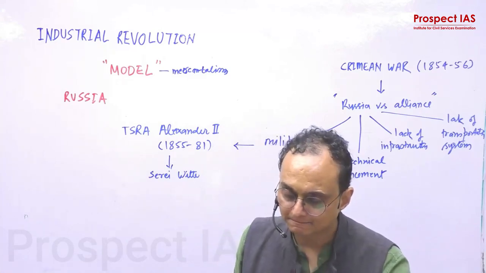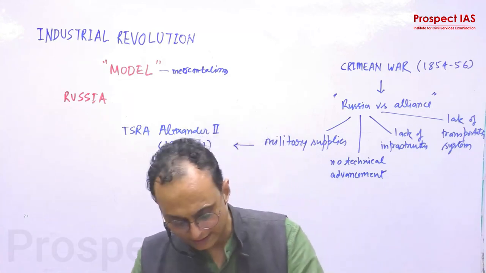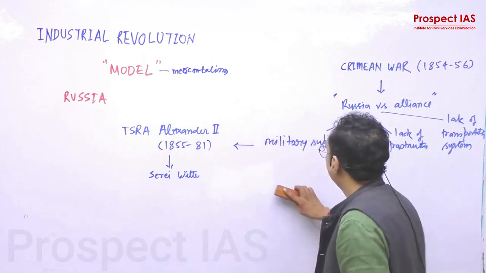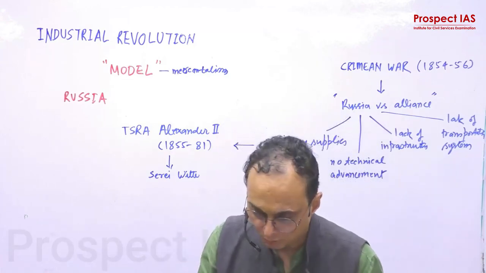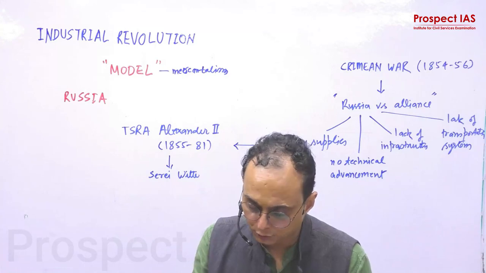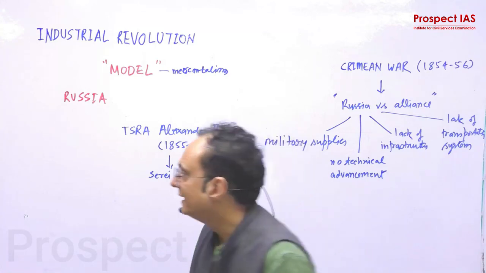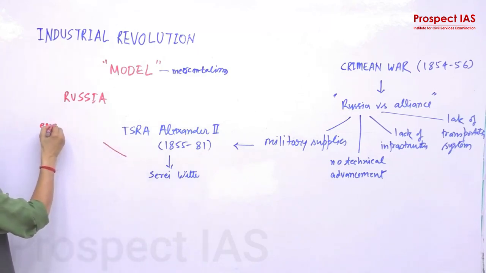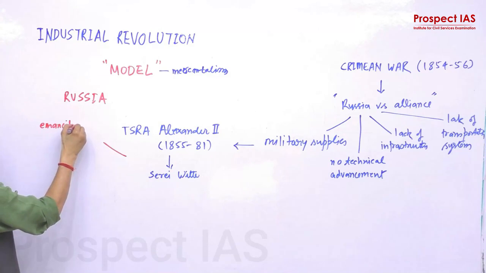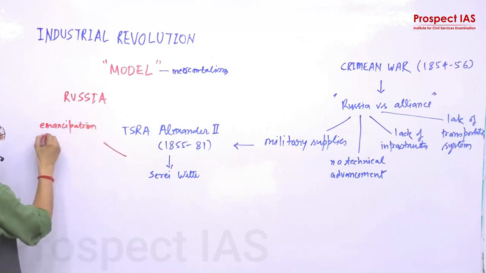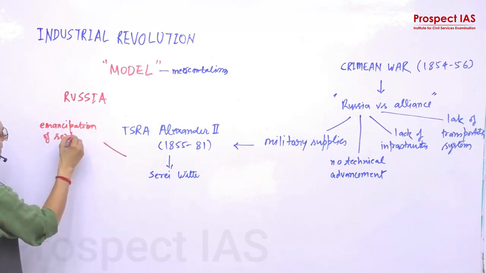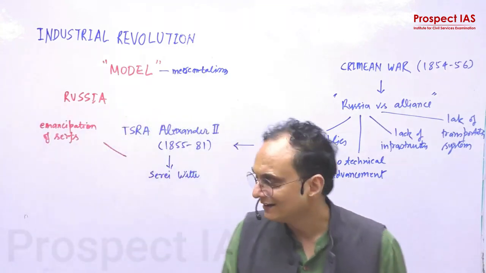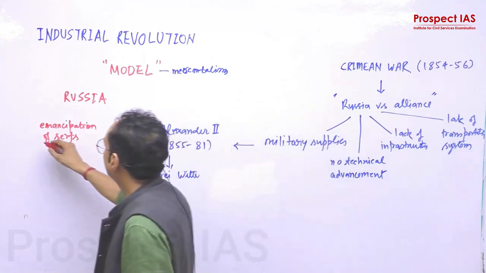So, first task, in 1861, the first and foremost reform which was introduced was the emancipation of serfs. Serfs means slaves, okay? Emancipation of serfs.